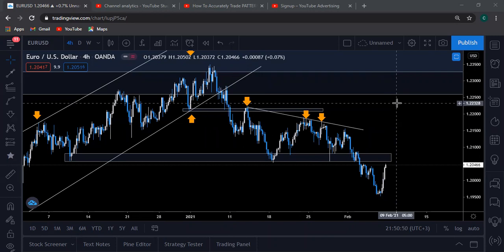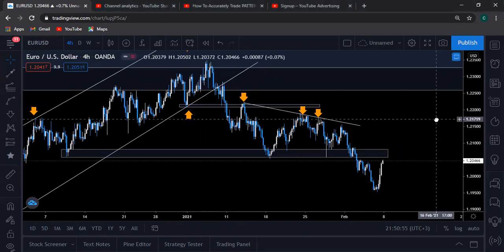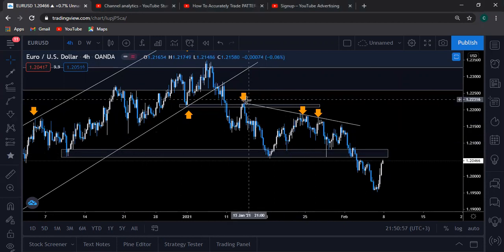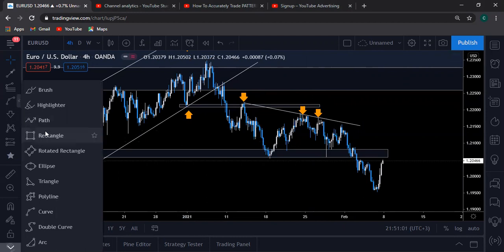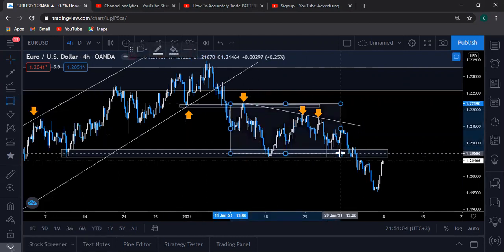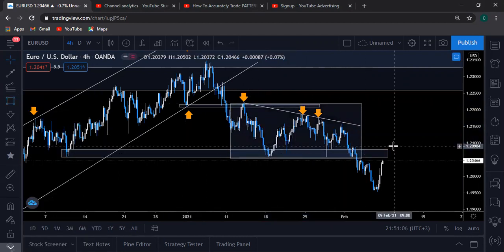Now, the first major pair we're going to look at is the Euro USD. As you can see here, the prices were in some sort of a descending triangle, this right here, right? Some sort of a descending triangle.